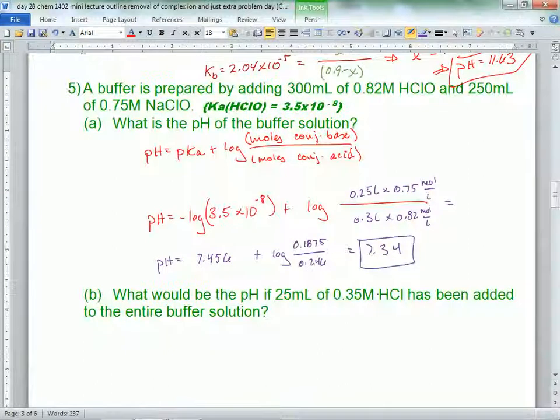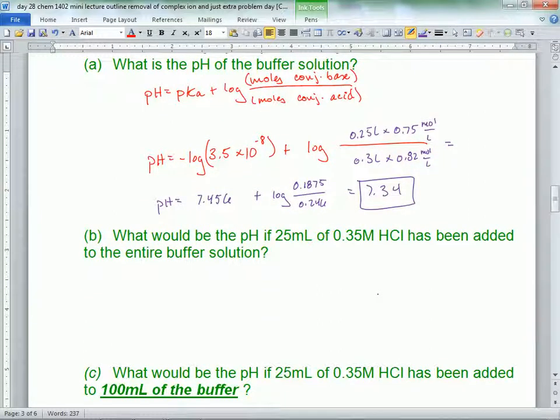Your part B, I kind of added this one. Your part B is actually this part C, but I wanted to do this one first. Do you remember when you add a strong acid, what has to react, so the pH doesn't change so much? The conjugate, and in that buffer, you've got a conjugate acid and a conjugate base. If you add a strong acid, what can react with an acid? Only a base. So the conjugate base has to react.